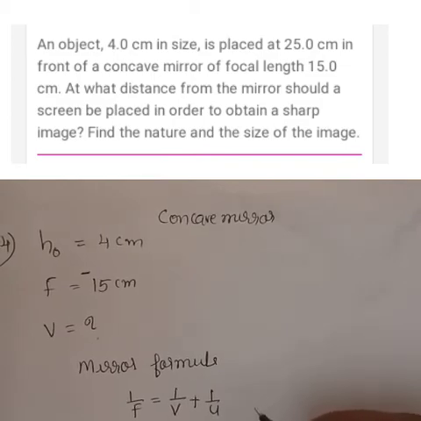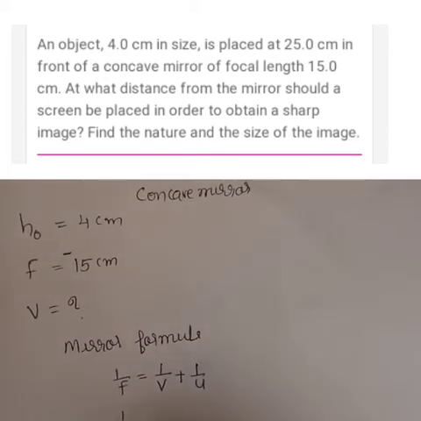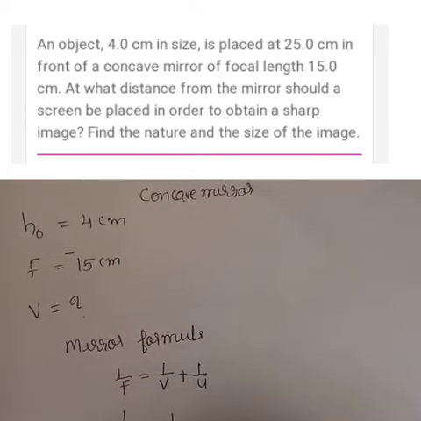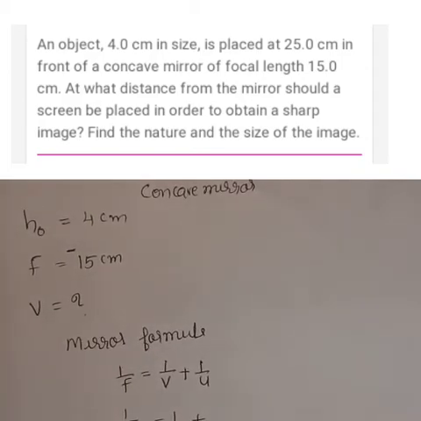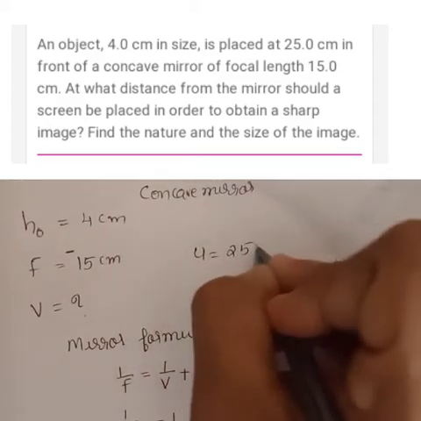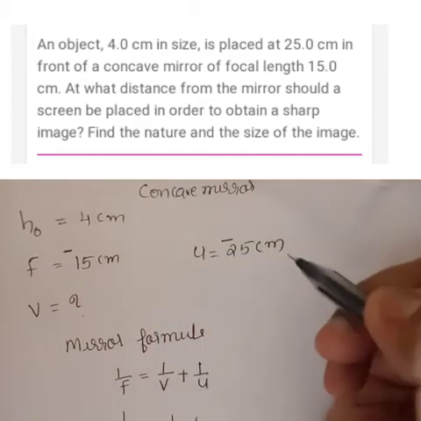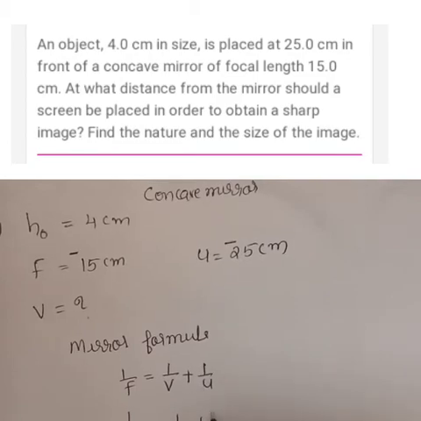Then substitute the values. So what is 1 by f? 1 by f means 1 by minus 15, which is equal to 1 by v plus 1 by u. What is u? Just read the question. The object is placed at 25 cm in front of a concave mirror. So 25 centimeter means object distance, that is u. It is negative. So u is equal to negative 25 centimeter. So substitute the values. 1 by minus 25.